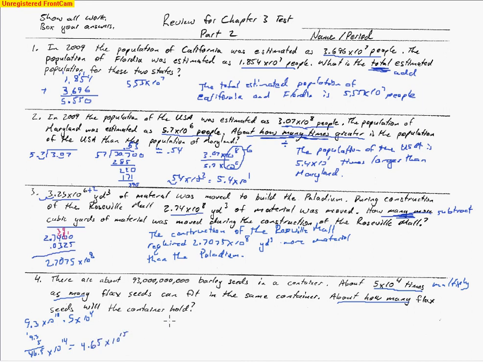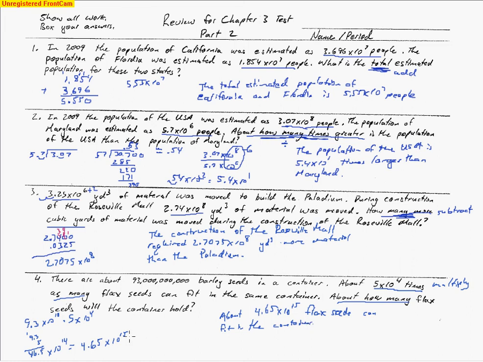So I'm going to take that number, and I'm going to just write a little sentence. So we could say about 4.65 times 10 to the 15th power flax seeds can fit in the container.